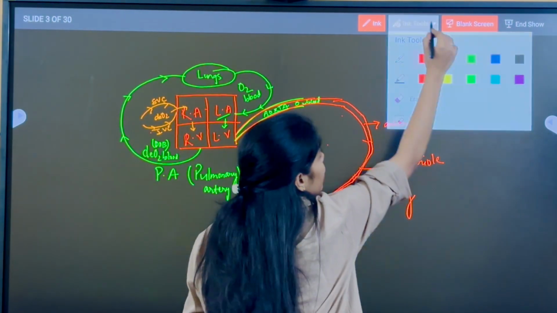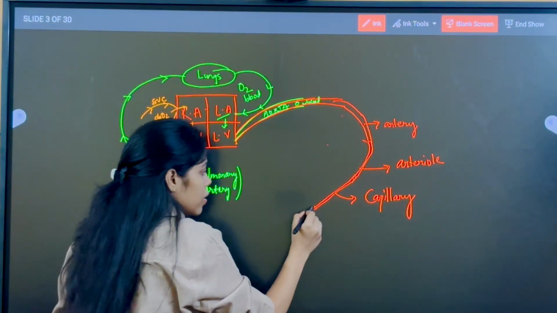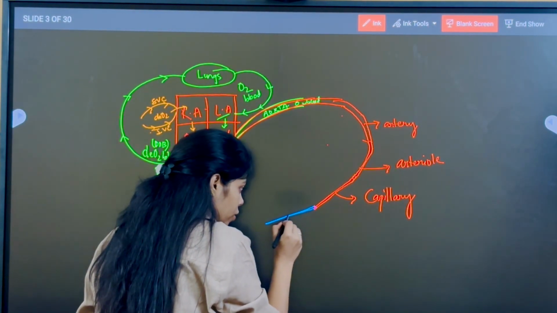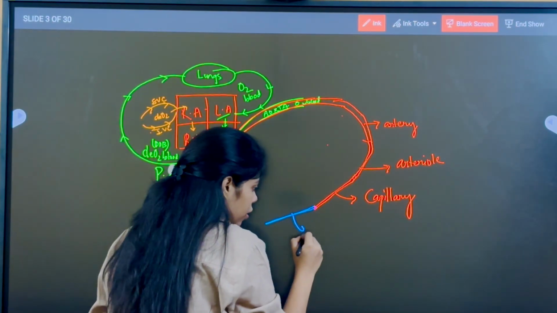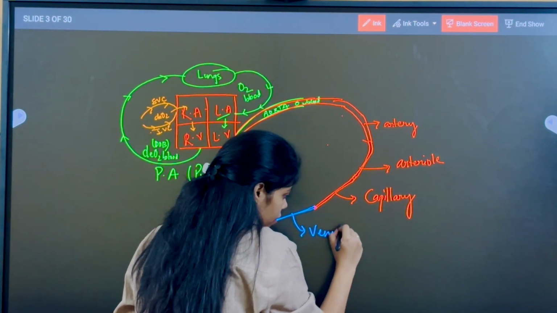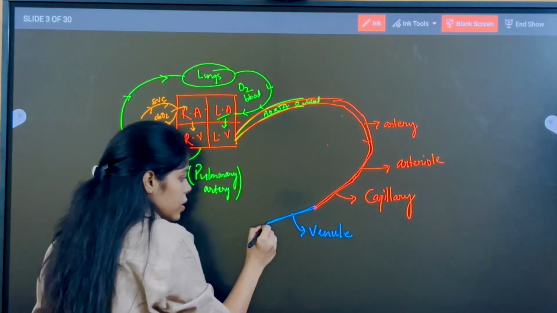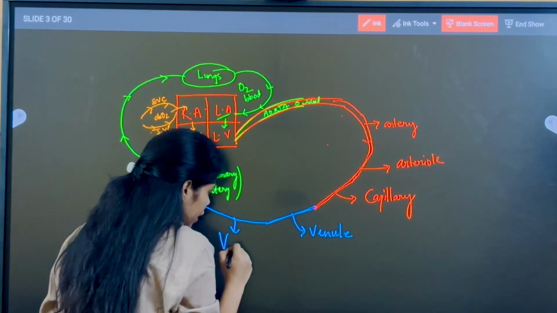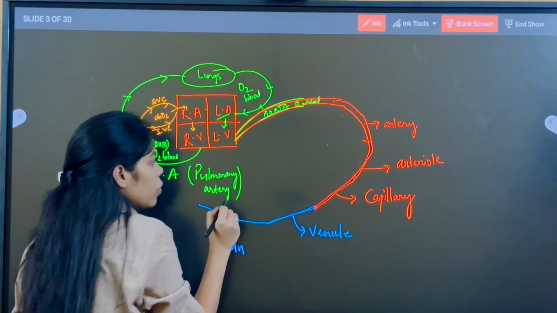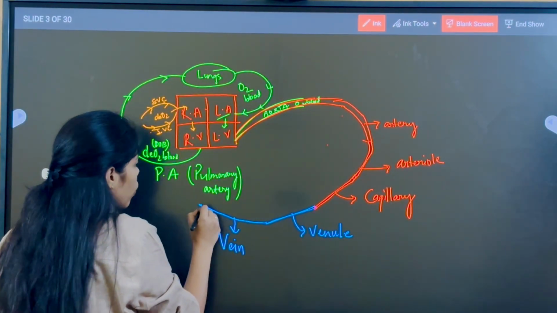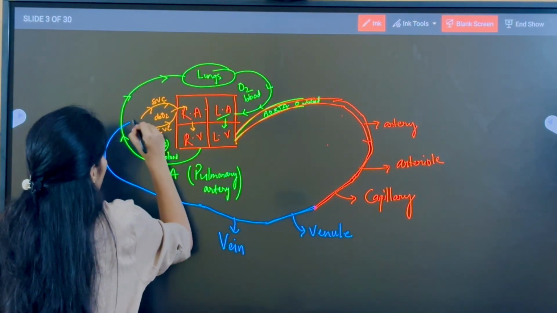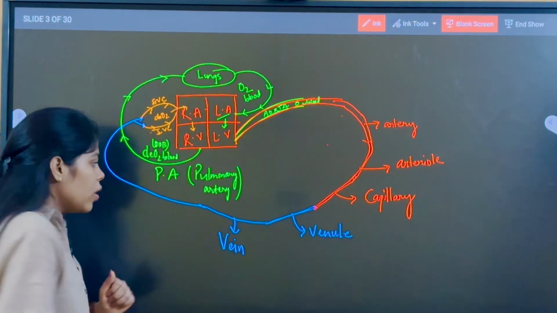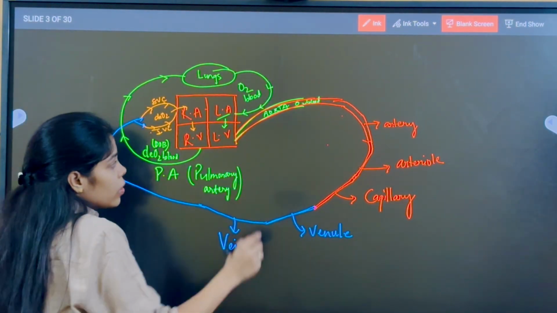Now, this capillary turns into something more fine, that is our venule. This venule again becomes very small and turns into a vein. Now, this vein goes to the superior and inferior vena cava. So this is the pathway.